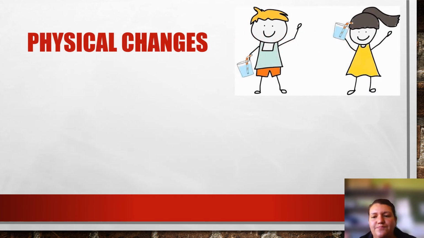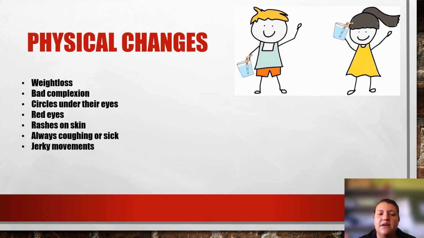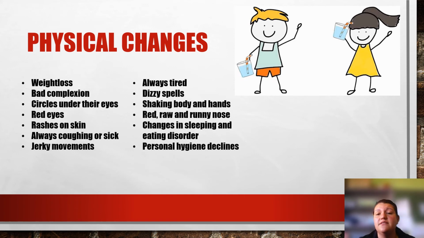Okay, so now once everybody is finished, we are going to mark these as we make our way through our three categories of the symptoms. So first up, we have physical changes. It usually starts with weight loss, a bad complexion, circles underneath eyes, red eyes, rashes, coughing or being sick a lot, jerky movements, always being tired, having dizzy spells, shaking a lot, red and raw running noses, changes in their sleeping and eating patterns, as well as their personal hygiene declining.